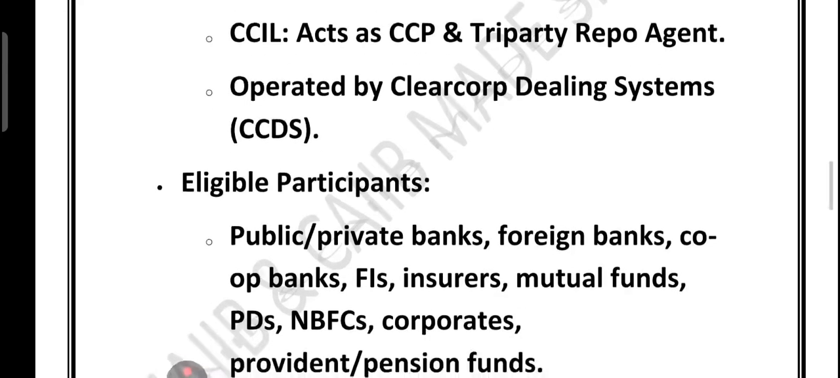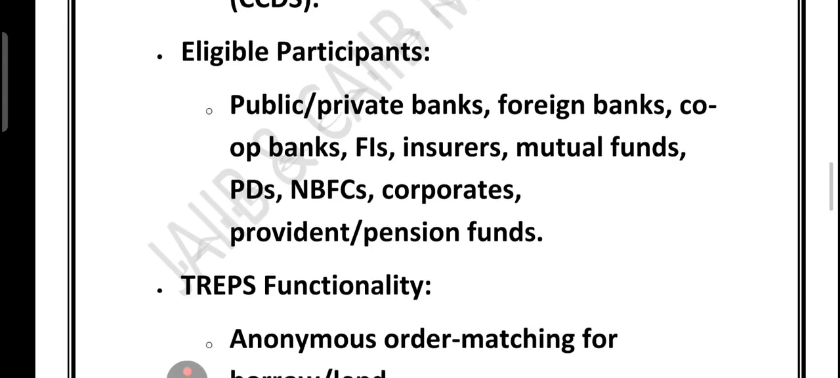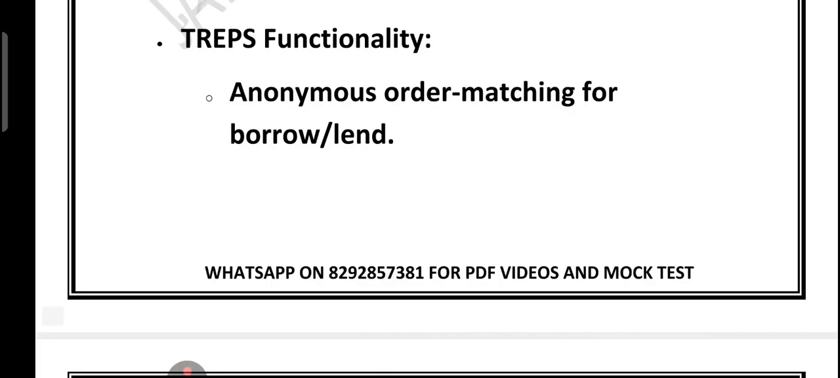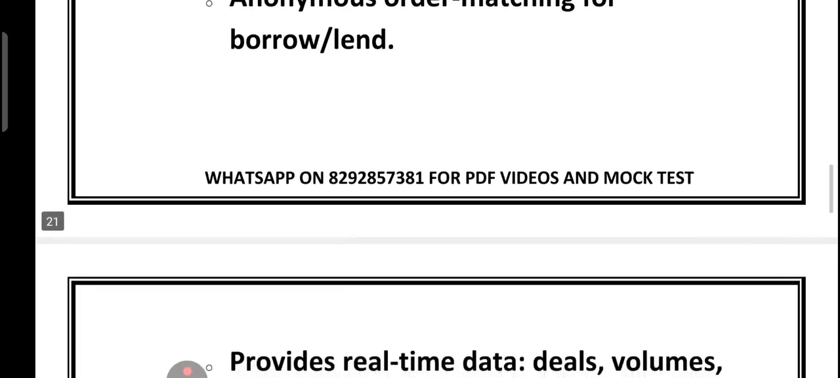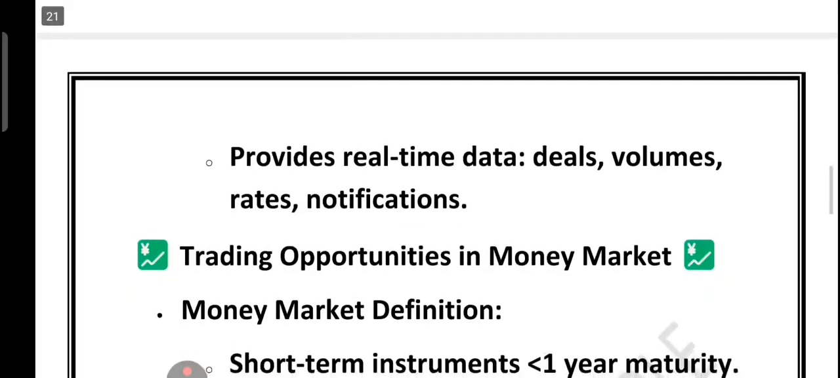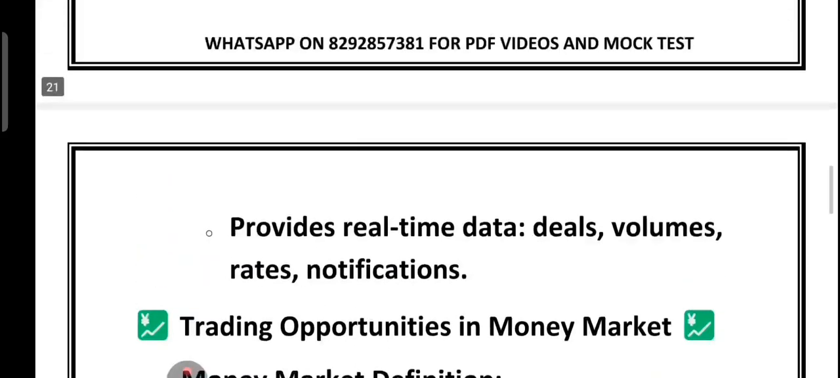Who are the eligible participants in TREPS? Public and private banks, foreign banks, cooperative banks, financial institutions, insurers, mutual funds, primary dealers, NBFCs, corporates, provident and pension funds. If you look at the functionality, they provide anonymous order matching for borrowers and lenders, and they offer real-time information: deals, volumes, rates, notifications. So TREPS makes tri-party repo trading transparent, efficient, and accessible to multiple market participants.